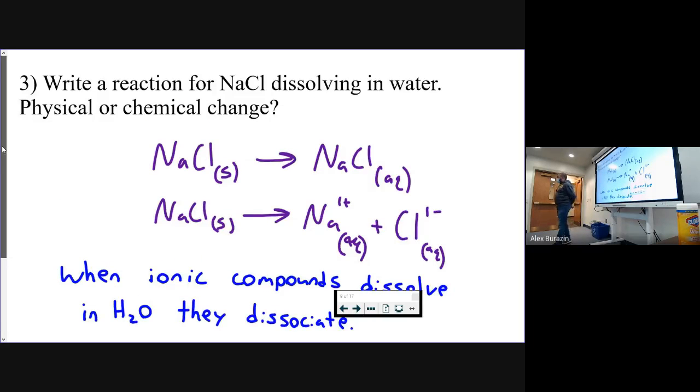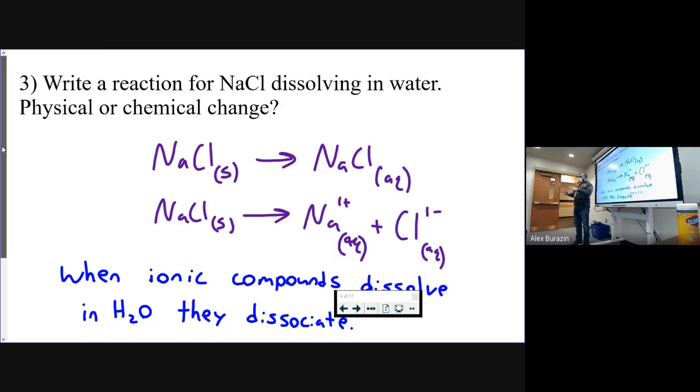Physical change or chemical change? It is. But do you see why it would maybe be confusing? Is this the same as that? Kind of no, I don't know.